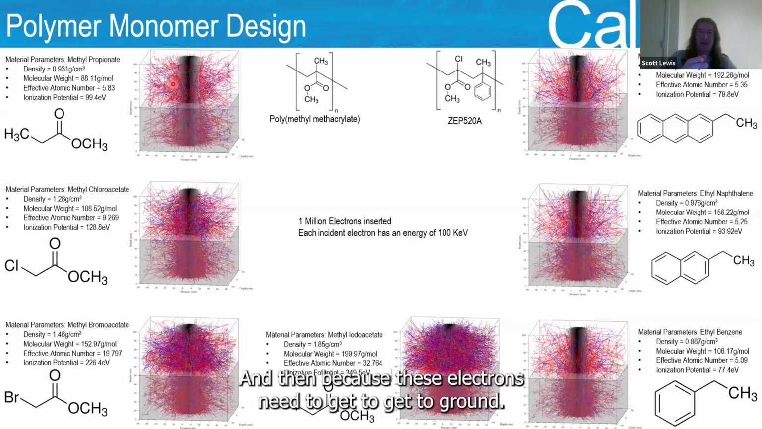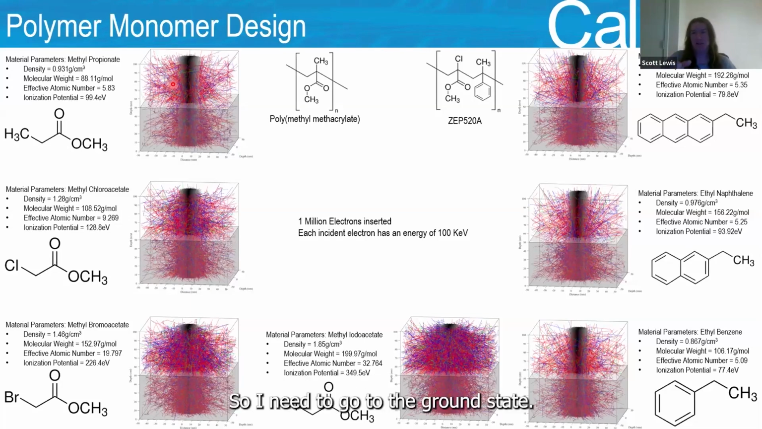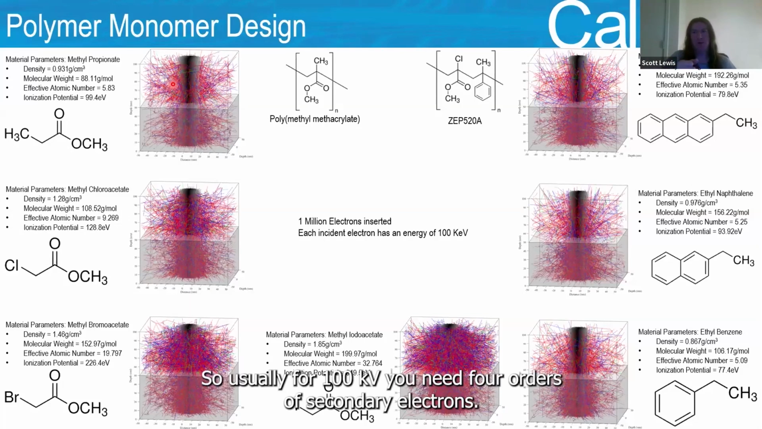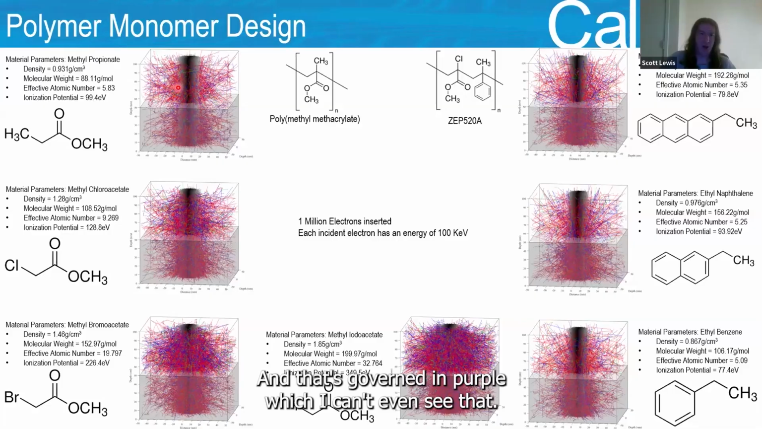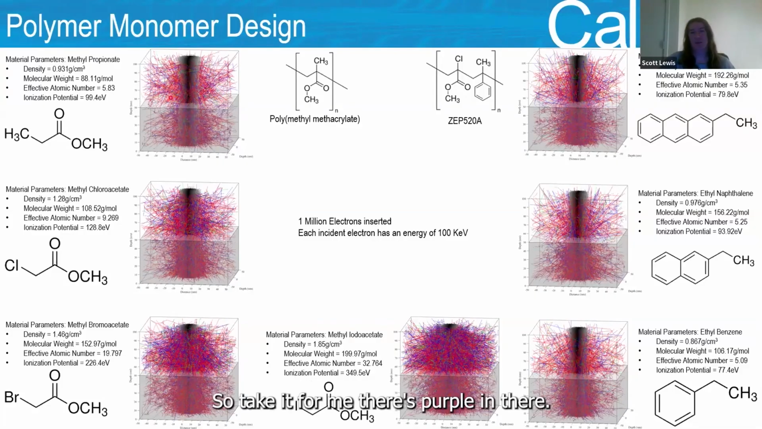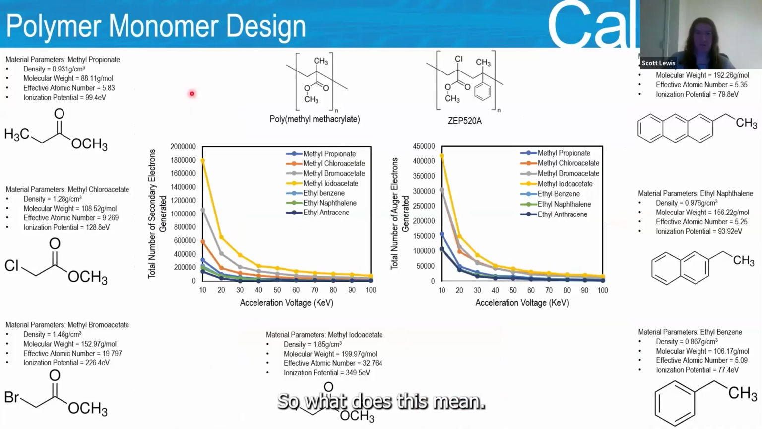And then because these electrons need to get to ground, okay, so they need to go to the ground state. So usually for 100 kV, you need 4 orders of secondary electrons, and that's governed in purple, which I can't even see. So take it from me, there's purple in there. And essentially, okay, so what does this mean?